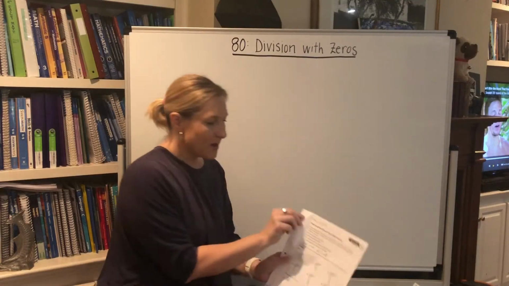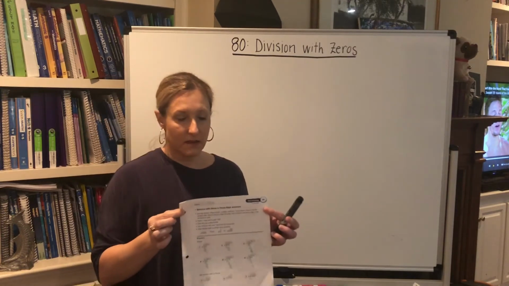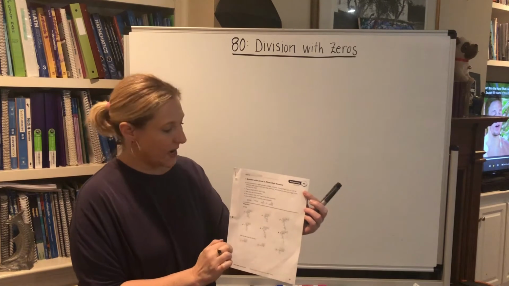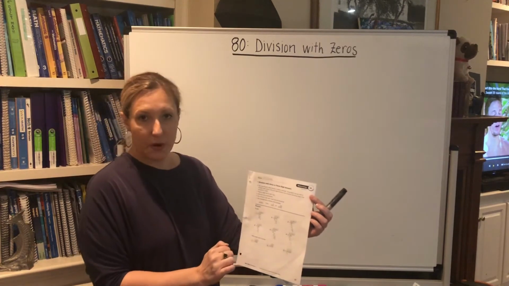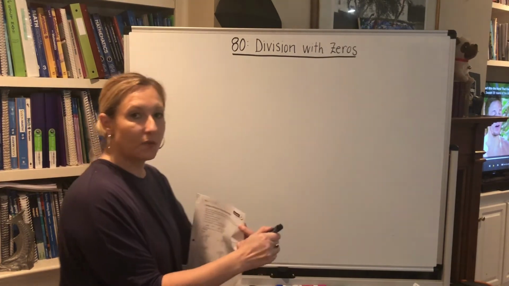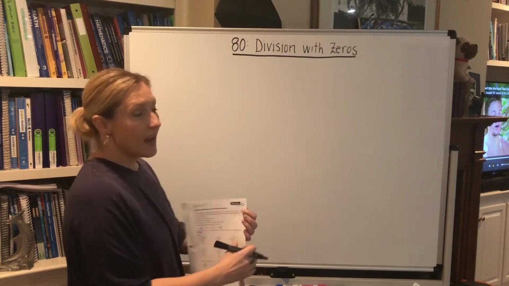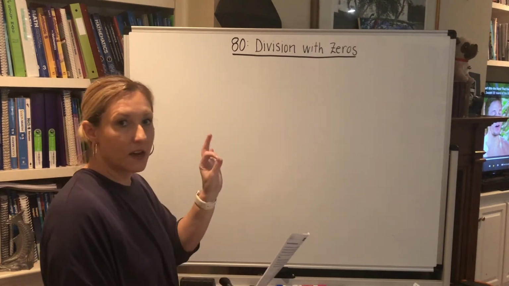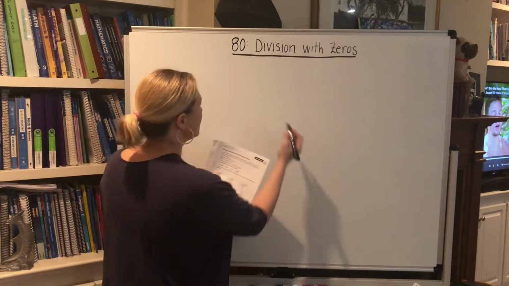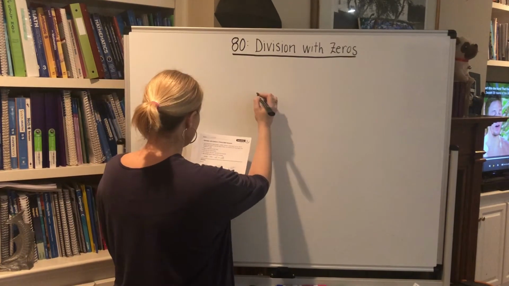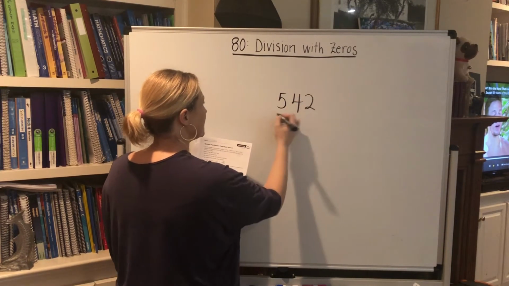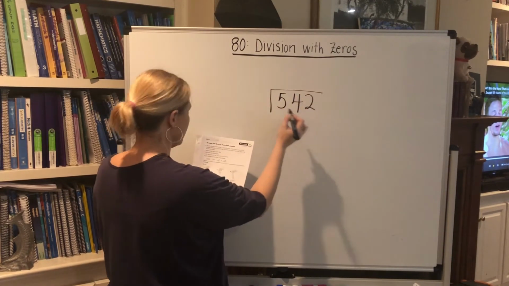Okay, everyone get out lesson 80 and it should say division with zeros in 3-digit answers. So I'm going to walk through number 1 with you so that you can remember how to do division and how to do it when it doesn't go into a number. Okay, so let's look at it. On your lesson practice, we have 542 divided by 3.